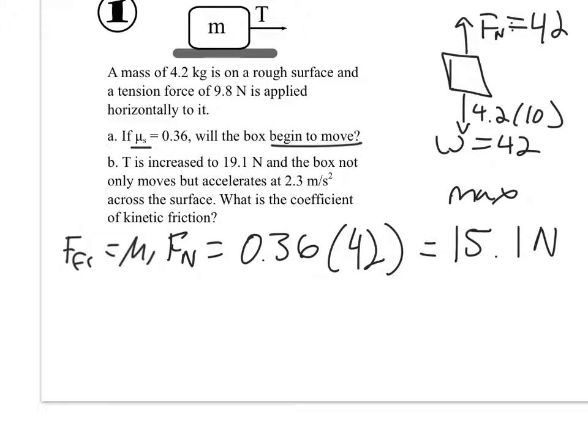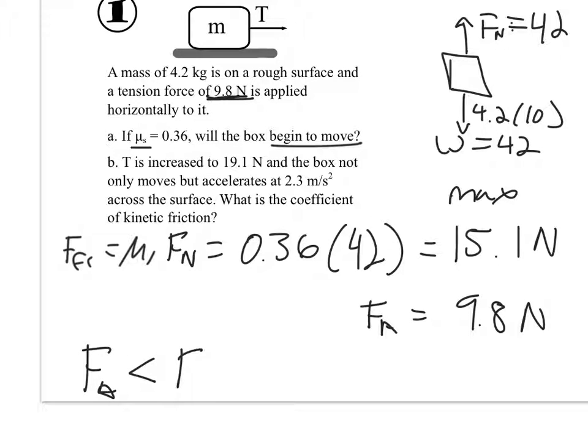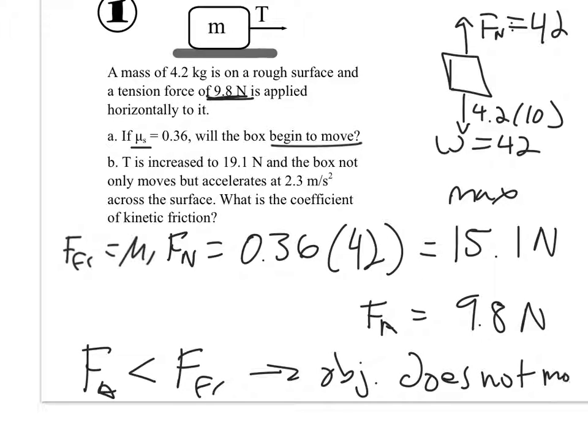I could have less than that, but at the most, my friction can take care of 15.1 newtons worth of force. So it says that the tension applied is 9.8 newtons. So my applied force, or my tension force, is 9.8 newtons. 9.8 is less than my force of friction at its maximum, which means that my object does not move. There is not enough force that I'm applying to overcome this maximum. And for most people that is okay, they're comfortable with that.